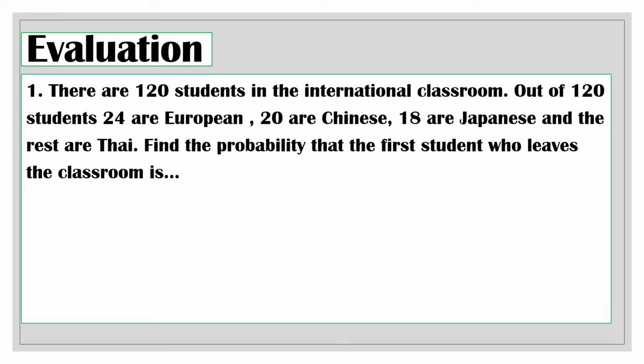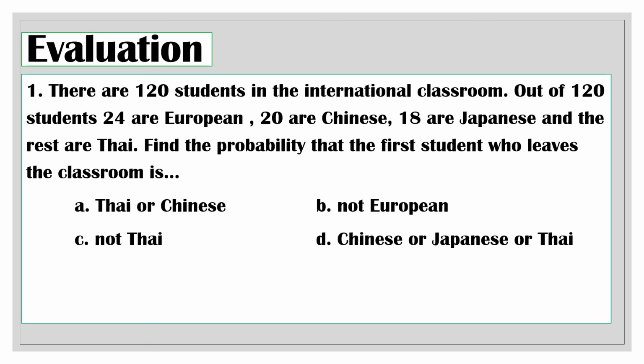So let's have the evaluation. Number 1. There are 120 students in the international classroom. Out of 120 students, 24 are European, 20 are Chinese, 18 are Japanese, and the rest are Thai. Find the probability that the first student who leaves the classroom is letter A, Thai or Chinese, B, not European, C, not Thai, letter D, Chinese or Japanese or Thai.